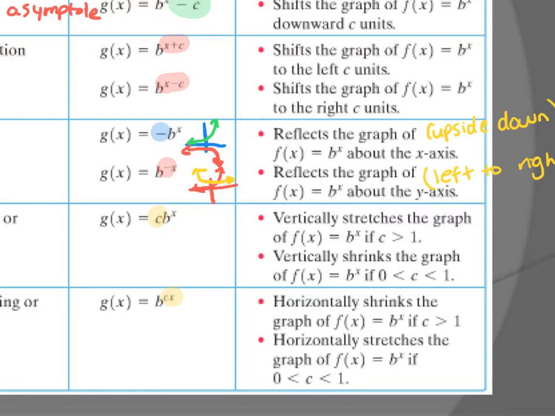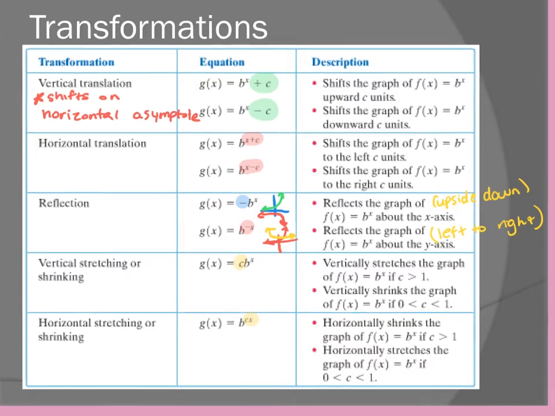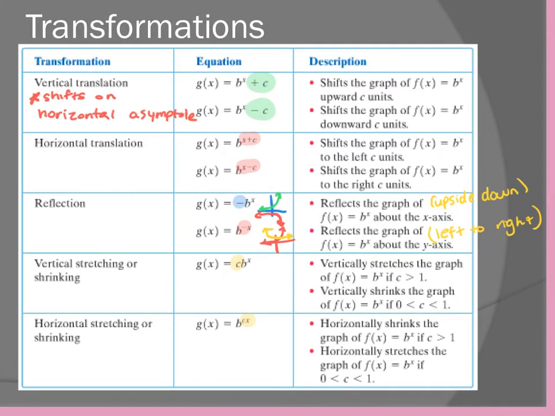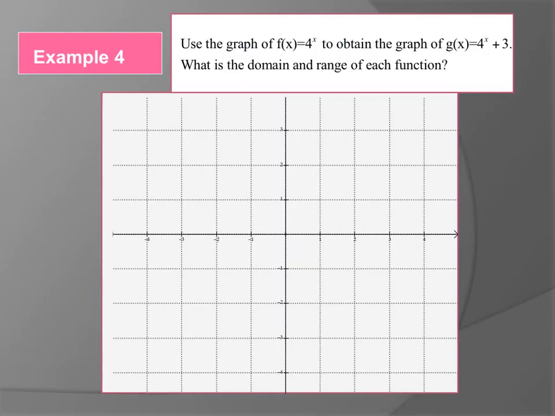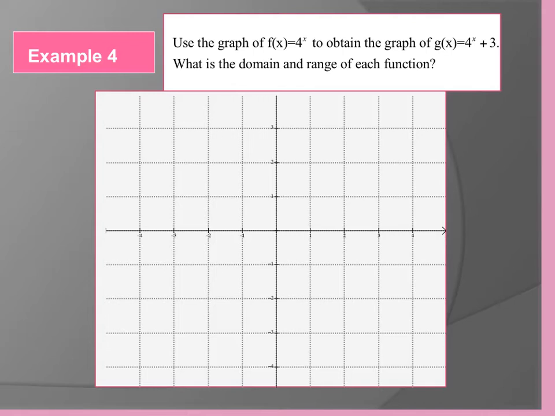So these I wouldn't stress too much about, because you're going to be plugging in points. The vertical shift is a big deal because it affects your asymptote. But for the rest of them, you're going to plug in your points. It obviously just makes it quicker if I already have a parent function to shift. So it says use the graph of f of x equals 4 to the x to obtain the graph of 4 to the x plus 3. We already did 4 to the x. When we plug in -1, we get 1/4. When we plug in 0, we get 1. And when we plug in 1, we get 4. So this is my parent function.